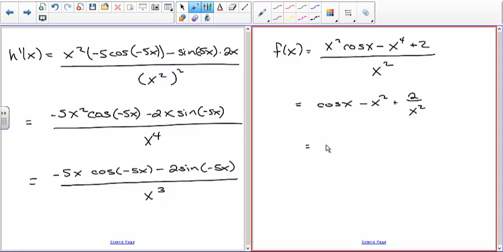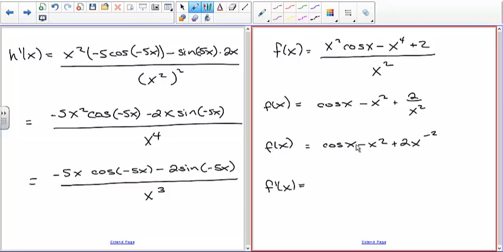Now before I take the derivative, I'm going to do one last thing, which is I'm going to rewrite this as 2 times x to the minus 2 power. Okay, so that's the rewrite of the original expression. So then I'm going to take the derivative.